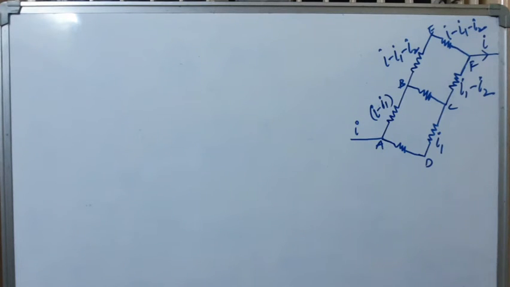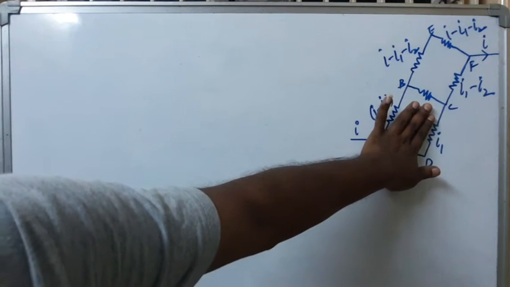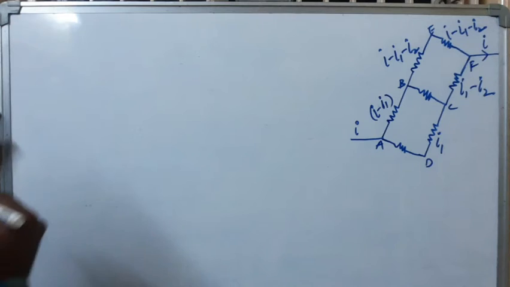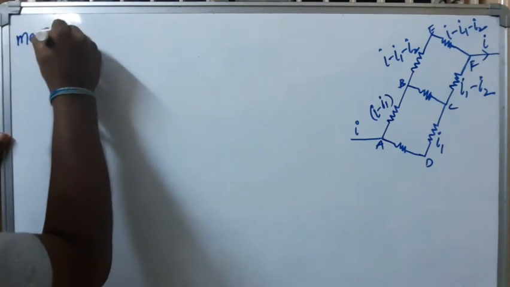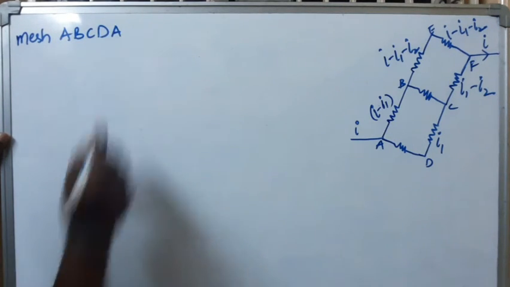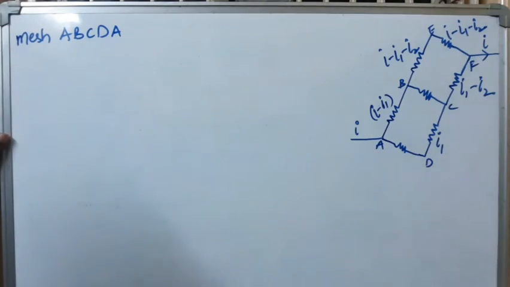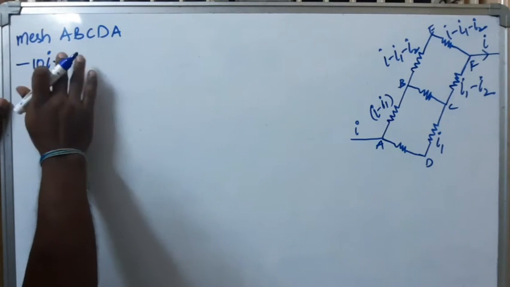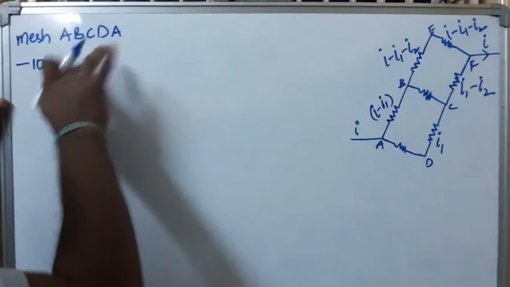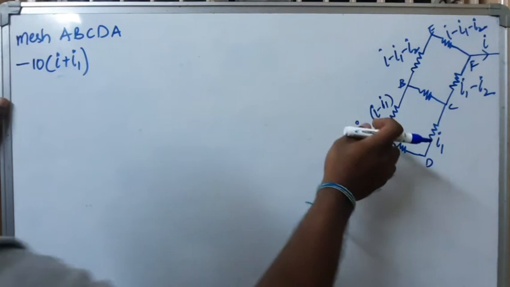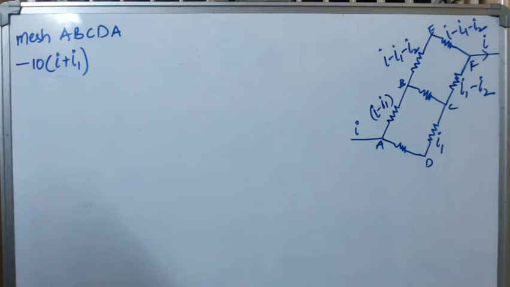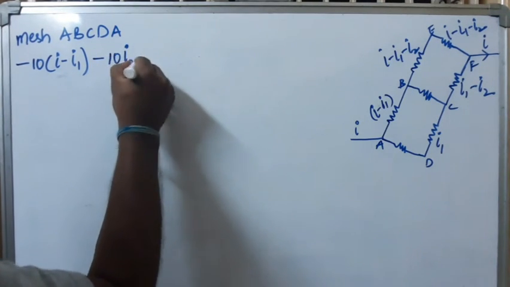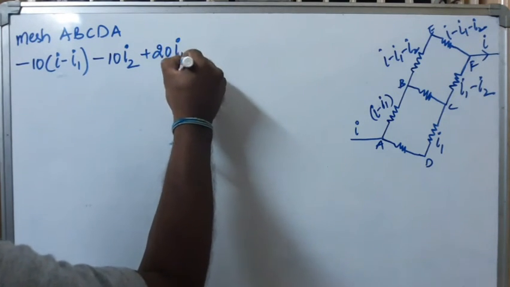Here also we will use Kirchhoff's second rule, that is the loop rule. There are two meshes given. Let us think this is one mesh and this is another mesh. We apply the Kirchhoff rule in the first mesh, that is mesh A, B, C, D, E, this part. Then according to the loop rule, minus 10 I plus I1 means this part, and minus 10 I minus I1, and minus 10 I2 plus 20 I1 is equal to 0.